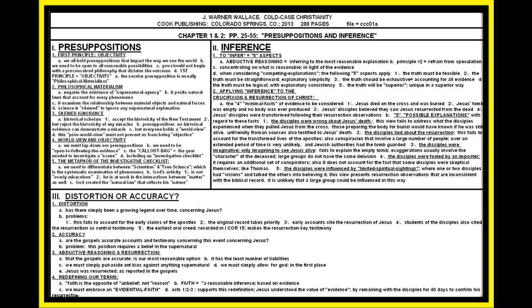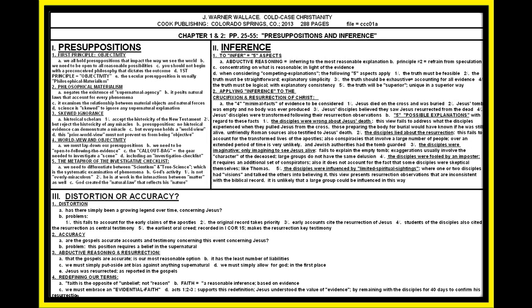Number 1, the disciples were wrong about Jesus' death. This view fails to address what the disciples experienced when they pulled Jesus from the cross. Those preparing the body for burial would have known if he was still alive. Unfriendly Roman sources also testified to Jesus' death. So that can be discounted.